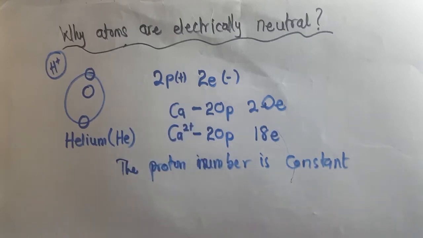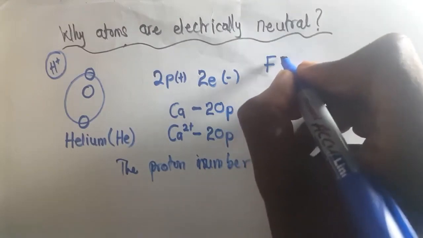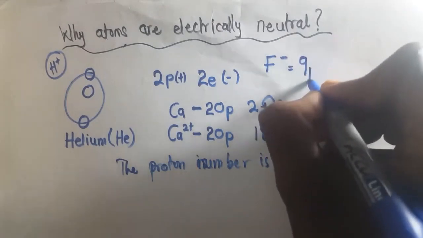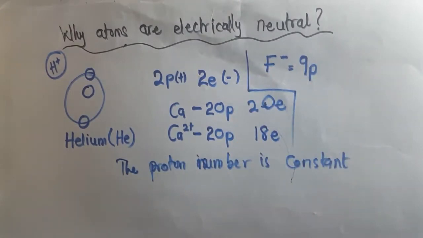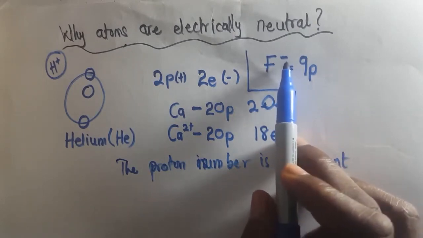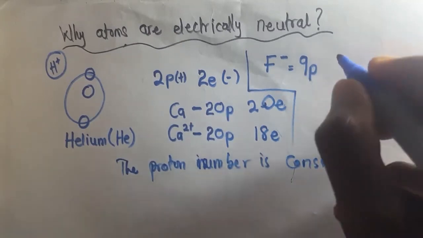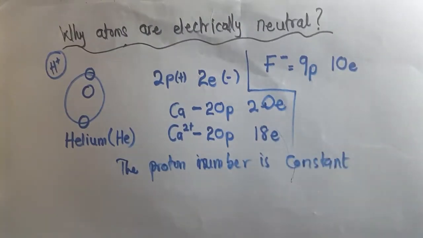Another thing is that you could have an element which also has a negative charge. So let's say you have fluorine, negatively charged. Fluorine is the 9th element, so 9 protons. Since you can see an extra charge here and the number of protons does not change, it means that the number of electrons has increased by 1. So you will have 10 electrons. As I said, the number of protons does not change, but the number of electrons can change.